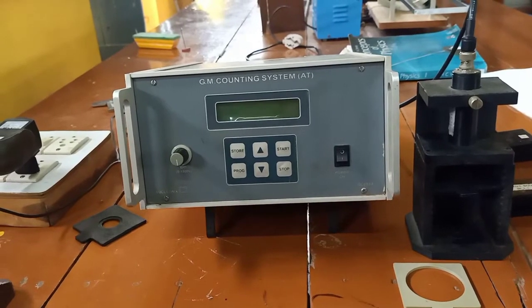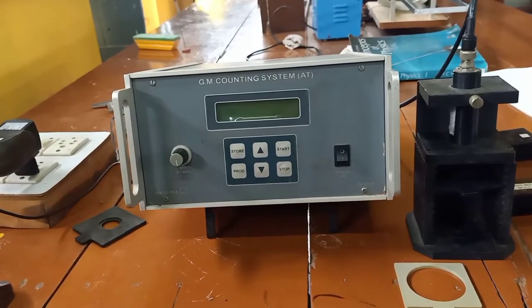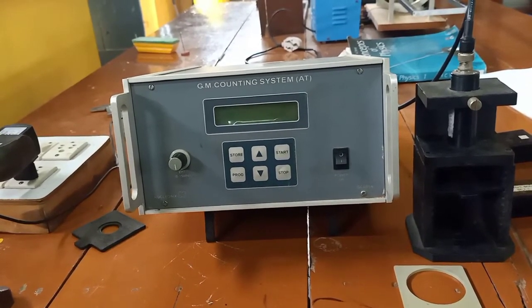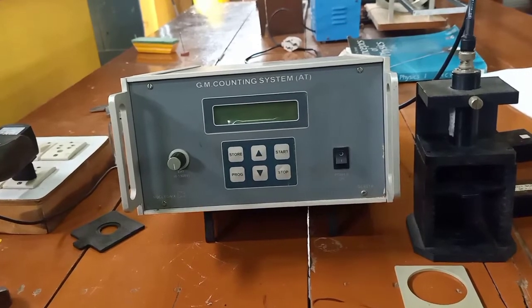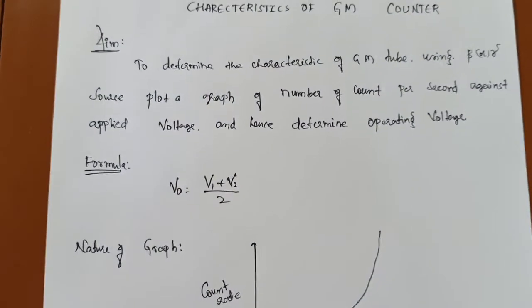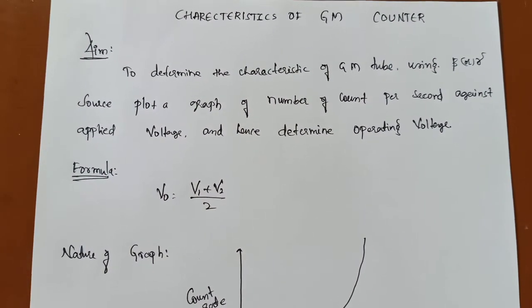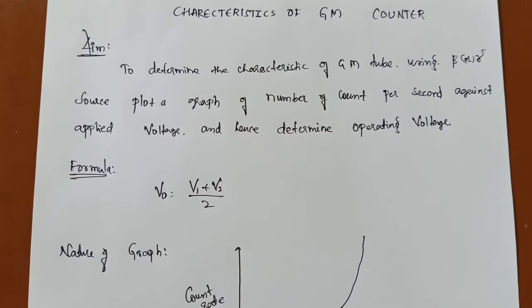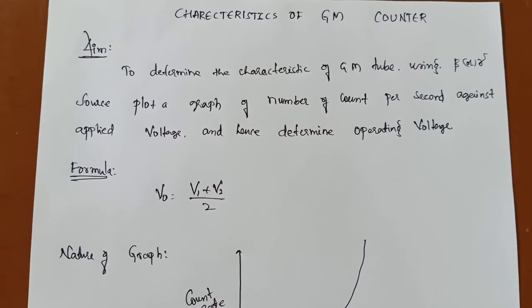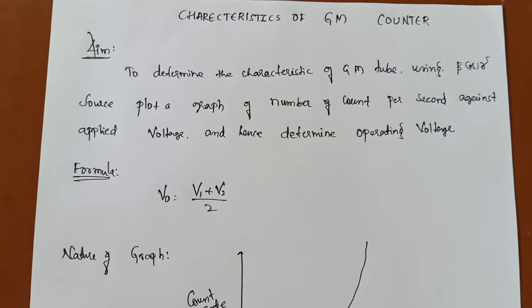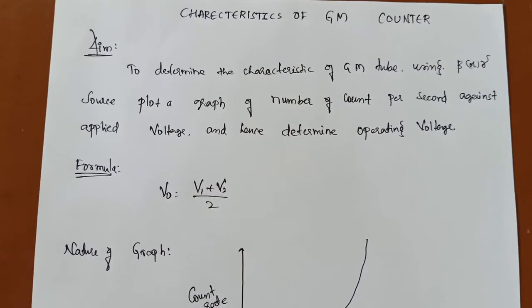Hi everyone, today we are performing an experiment called characteristics of GM counter, that is a GM counting system. Let's see the aim. The aim is to determine the characteristics of a GM counter using a beta or gamma source and plot a graph of number of counts per second against the applied voltage, and to determine the operating voltage.